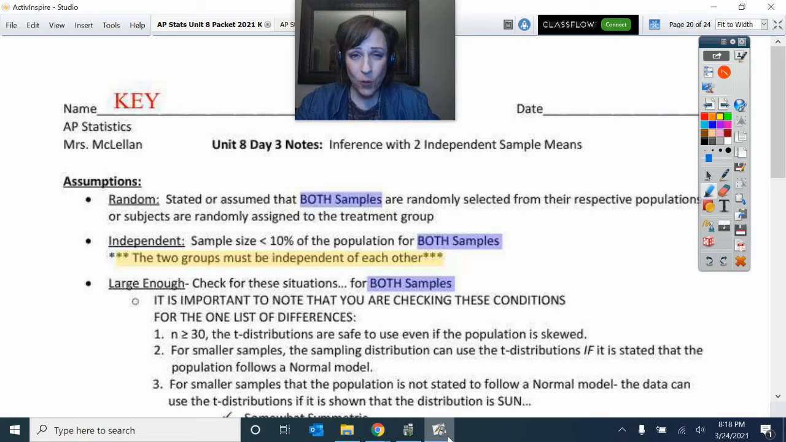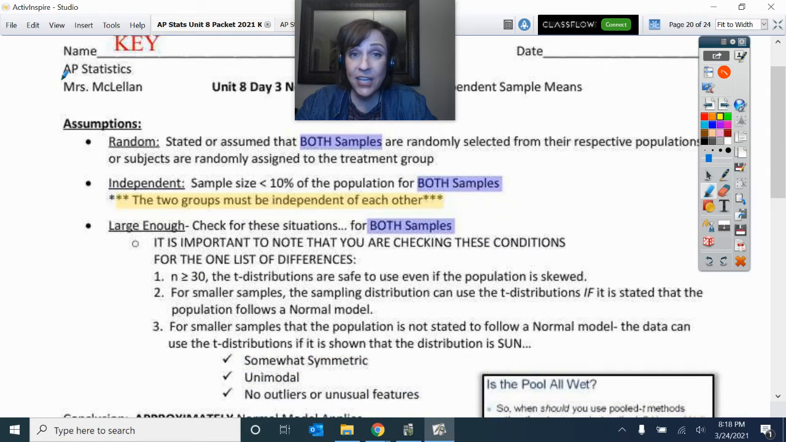All right, let's go into inference with two independent sample means. I stressed that they are two separate independent samples, meaning the subjects in one are not in the other sample. Because tomorrow we're not going to have that case. We're going to have data that is matched and paired, and they're not two separate independent groups of subjects. So let's see what's different about this than something we've already done.